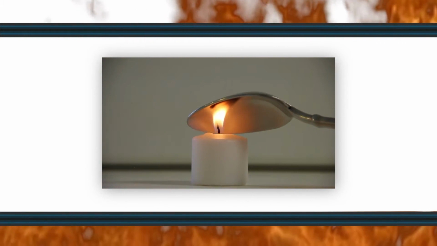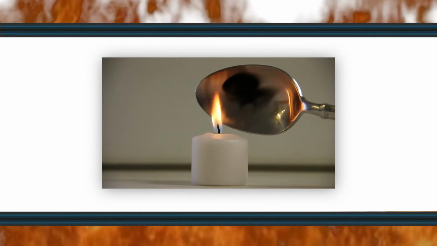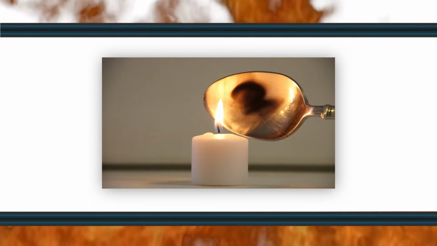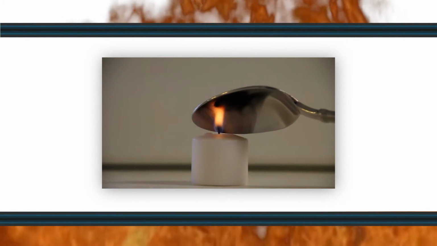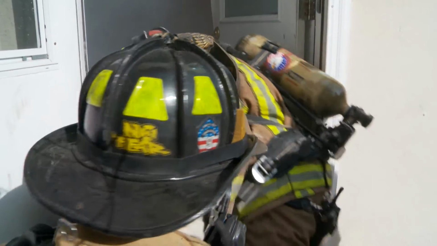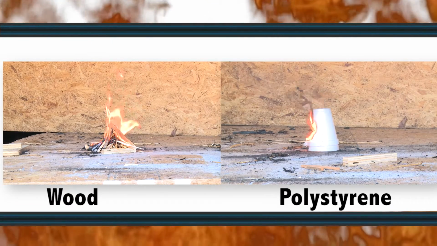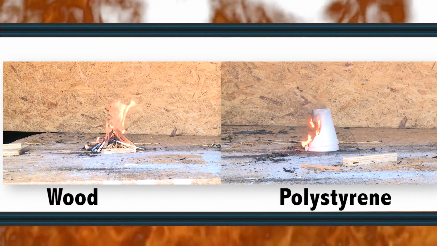Take a cold spoon or piece of metal and place it over the flame. The cold object slows down the particles in the flame and deposits them on the metal. This black deposit on the spoon is carbon, the same combustible carbon that is found on the fire ground. The fire ground is made up of many different types of materials, from wood to plastics. Every material burns differently.